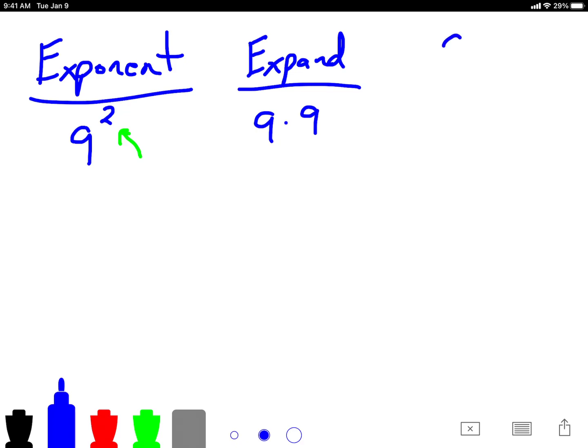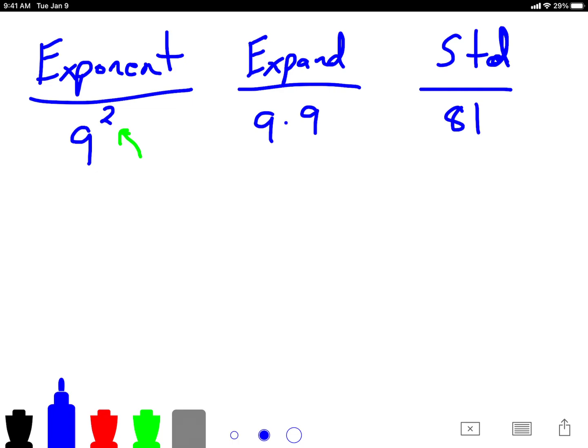Standard form only works for numbers, not for letters or variables. Our standard form and our exponential form are going to be the same for variables. But standard form is, well, what's the simplified version of that? Can we do 9 squared? Can we do 9 times 9? Absolutely. And 9 times 9 is just 81. So it's not a ridiculously huge number. It's not a ridiculously small number. It's just a different way of seeing the same thing, right? So we have 9 squared, which is our exponential version, 9 times 9, which is our expanded version, and our standard form would be 81.